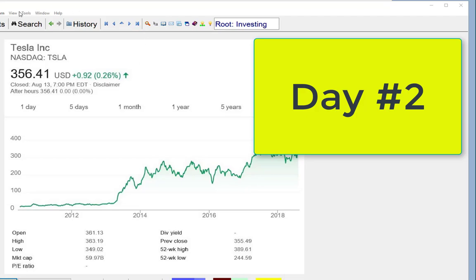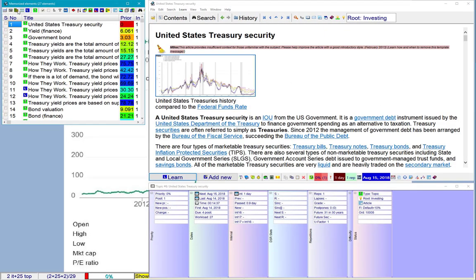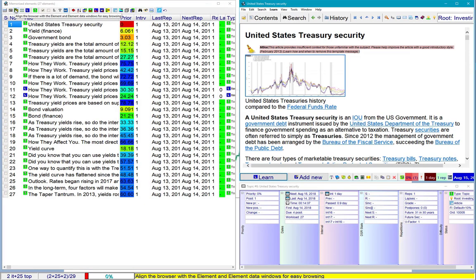I'll check my memorized elements. View memorized. I have 27 memorized elements. I'd like to process them today. Today, I'll do that in a random order. When I randomize them, they can fit differently in my memory, and perhaps my comprehension will improve.